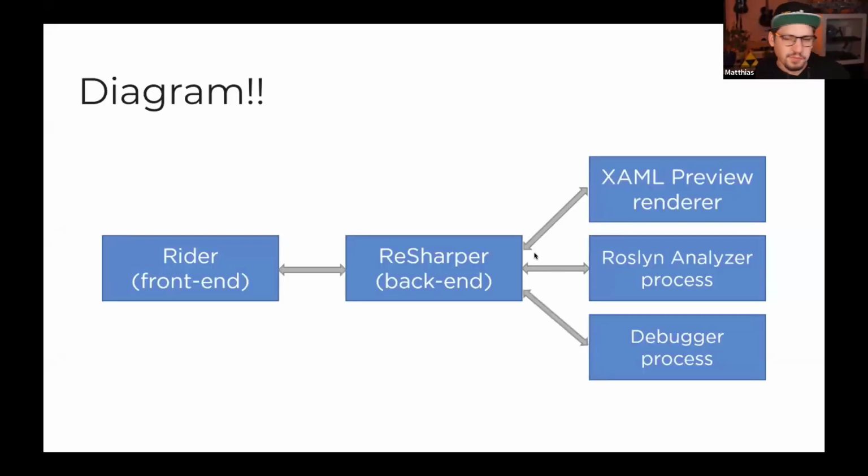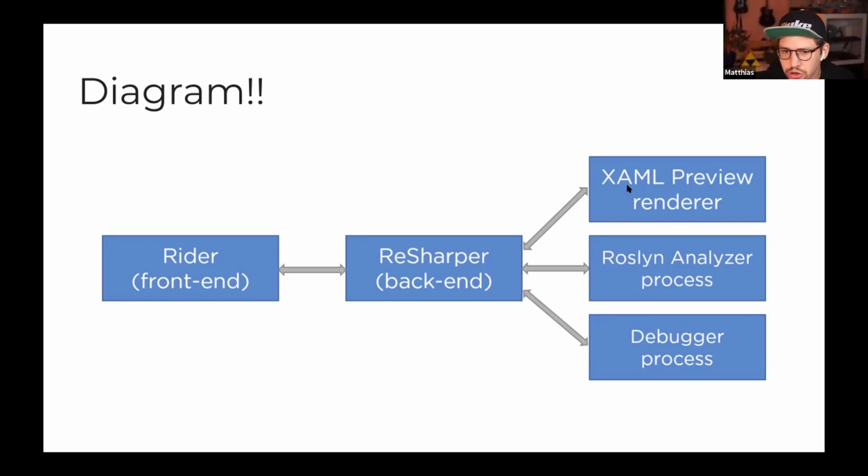Okay, one more diagram here. So we already talked about the left-hand side here, Rider front end, ReSharper backend. But the reality is, and I think this already is quite an interesting architecture, because I don't know about any other application that uses the JVM and .NET. But there's something more going on actually, and that is the ReSharper backend also calls out to some other processes, which is there's a separate process for the debugger, for Roslyn analyzers, and for the XAML preview renderer.